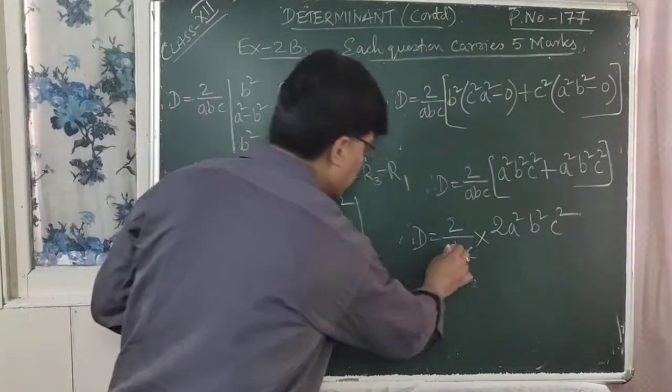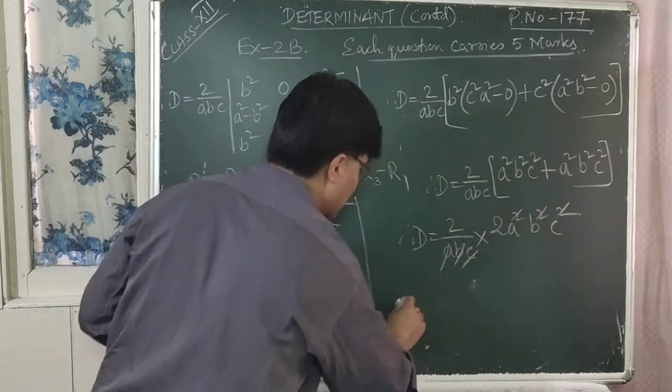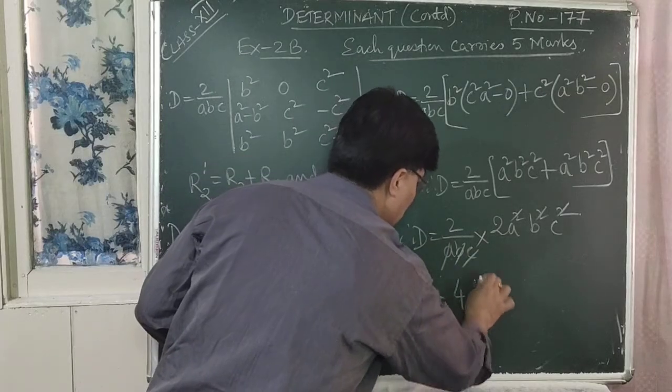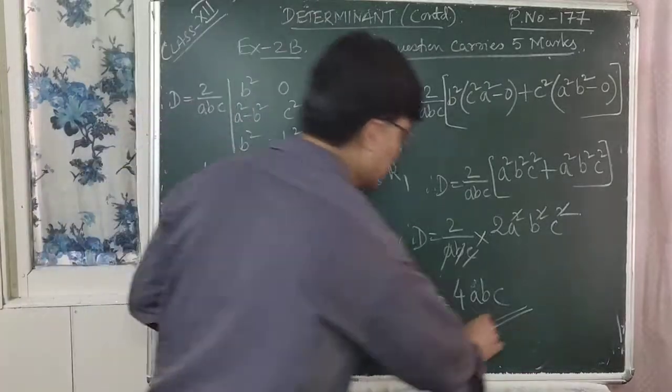So let us simplify it. A square gets cancelled, B square gets cancelled, C square gets cancelled. So what is D equal to now? This is 2 times 2, that is 4. It is 4ABC, which is equal to the right hand side. So it is proved.